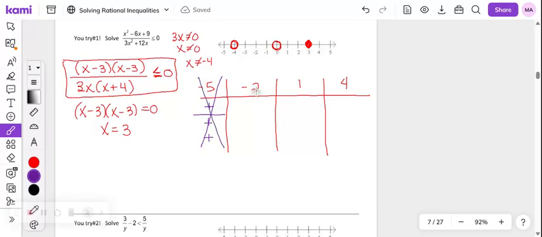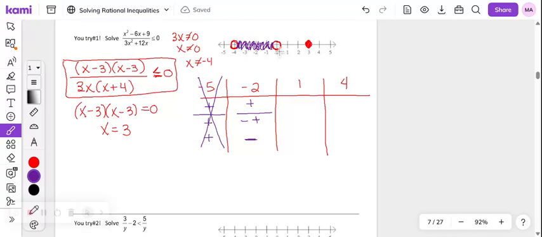Let's try our -2. -2 dropped in here, we get a negative times a negative, which is a positive, over a negative times a positive. So a positive divided by a negative is a negative. A negative is less than or equal to 0, so this is all part of our solution.